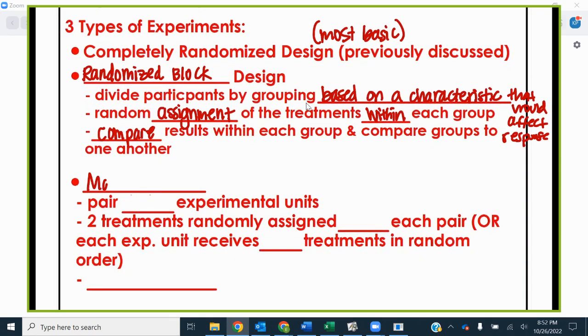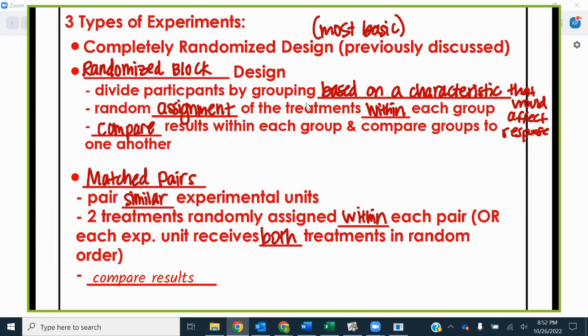The next kind is called a matched pairs design or a matched pairs experiment. And here we are going to pair similar experimental units, or identical if possible. Like we could use, like I said, identical twins. In this case, we sometimes have 2 armpits, so we can do 1 under each arm, something like that. As long as there's 2, pairs are 2. And so the 2 treatments are randomly assigned within each pair, where one half of the pair would get treatment A, the other half would get treatment B, or one person could receive both treatments in random order.